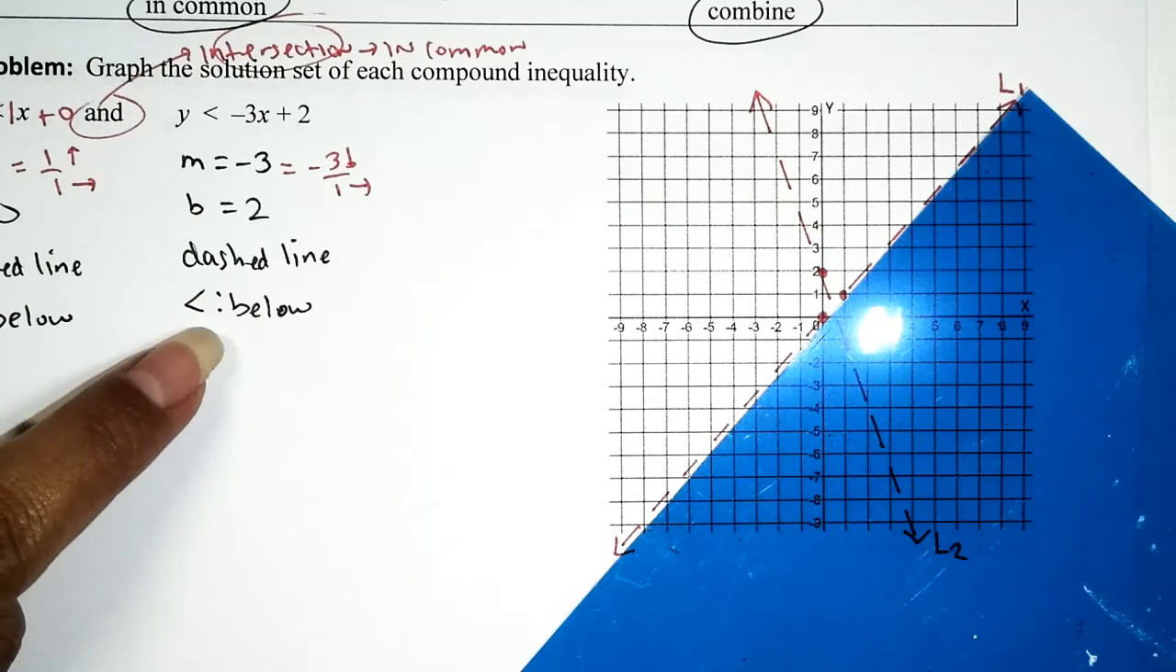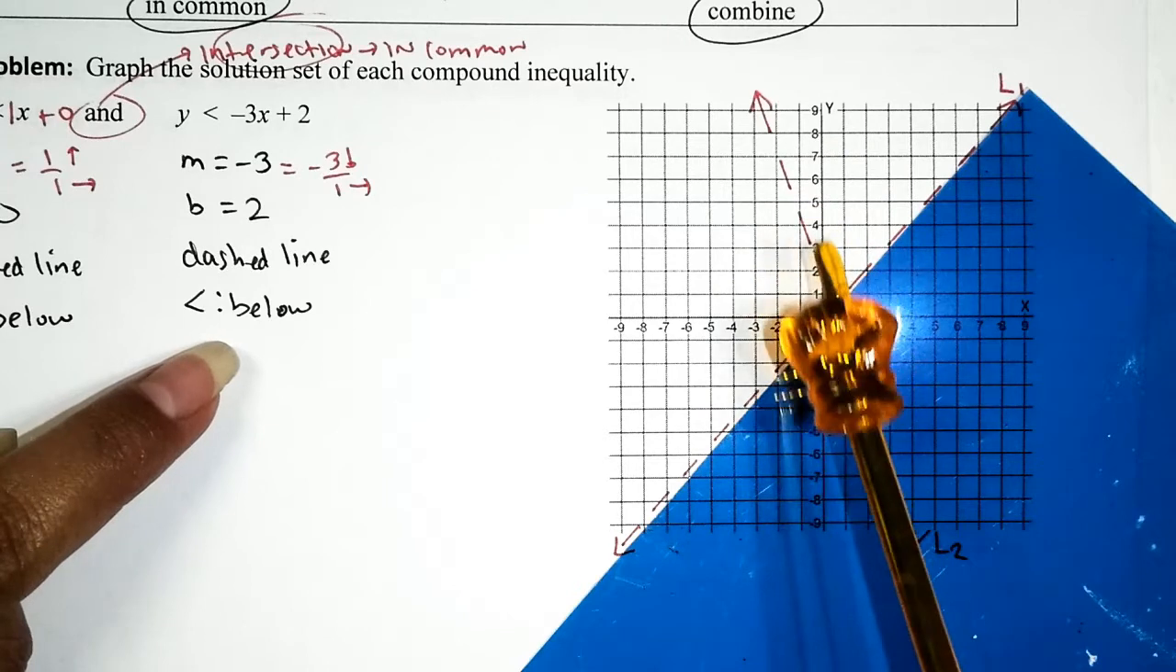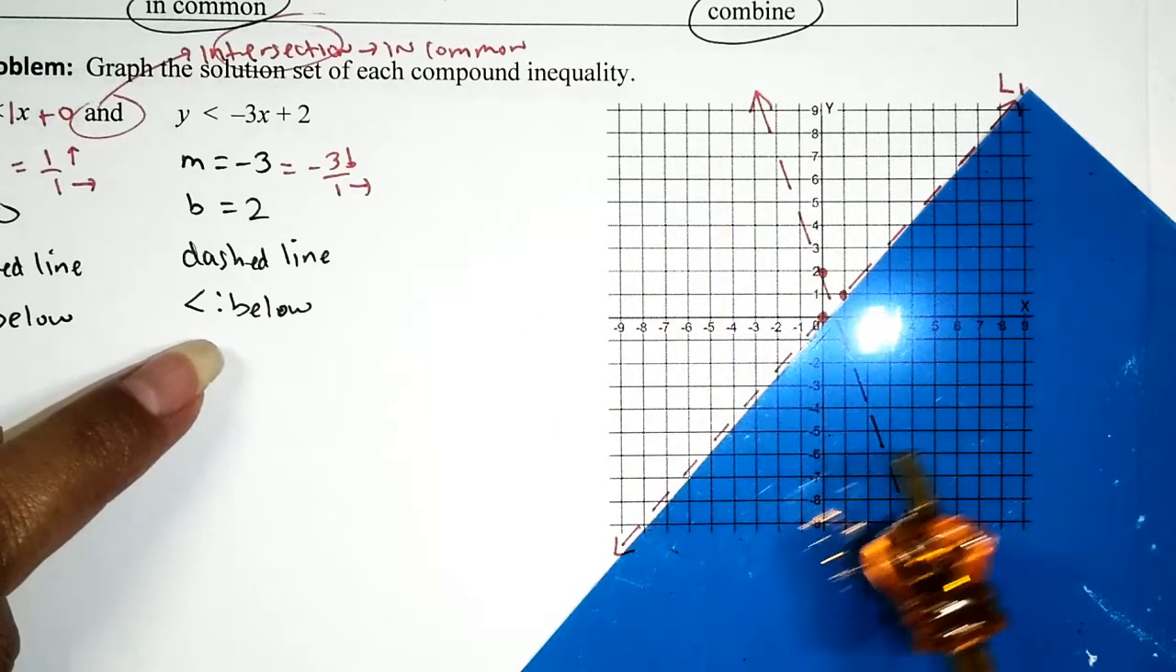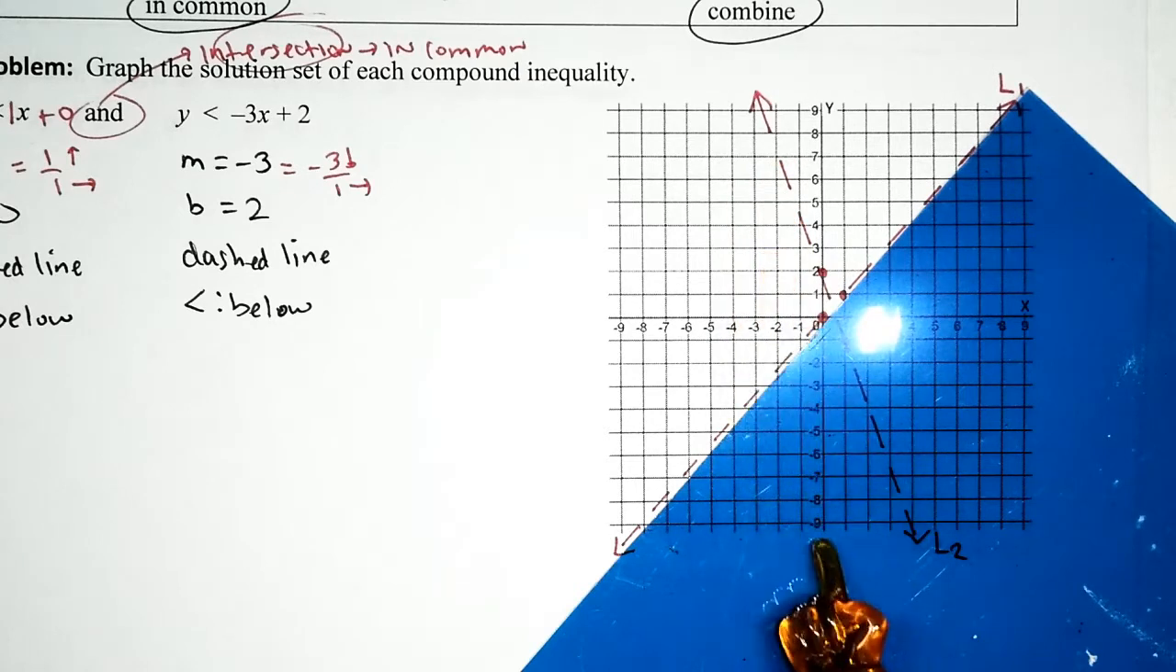For the second inequality, we want to shade below. So here's the second boundary line, and the area below will be over here. Again, do the finger trick. You put your finger on the line and you go down. That will be the below part.